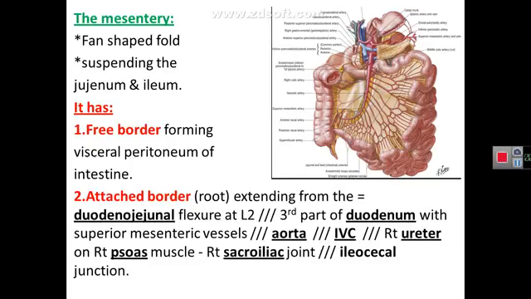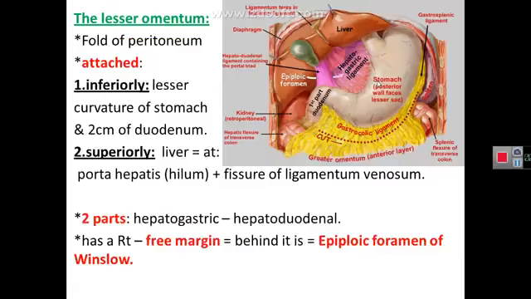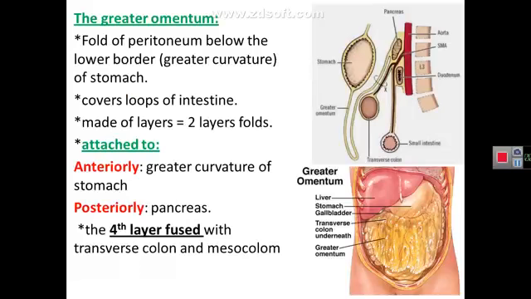And as you can see, the jejunum and ileum are suspended, movable parts. This figure also shows the configuration of the mesentery of the small intestine. The peritoneum from the posterior abdominal wall descends around the small intestine and returns back to the posterior abdominal wall. Therefore, the mesentery has a free border that contains the intestine, which is an intraperitoneal organ, and an attached border. This attached border is called the root of the mesentery of the small intestine.